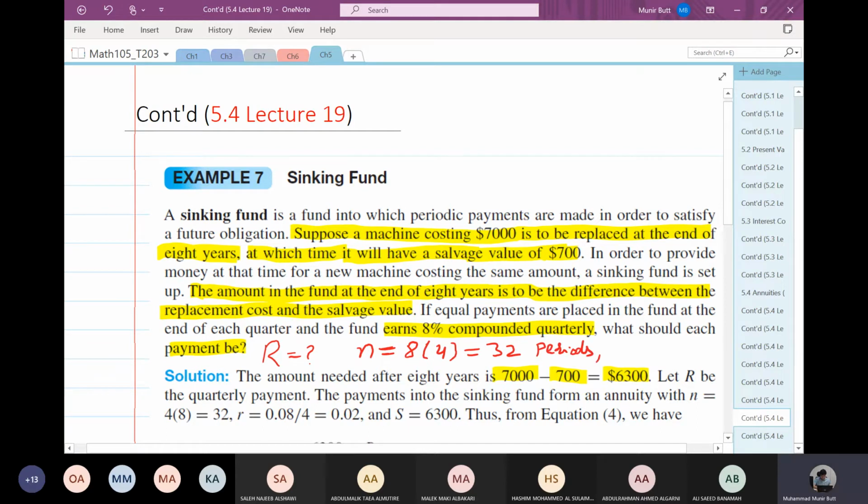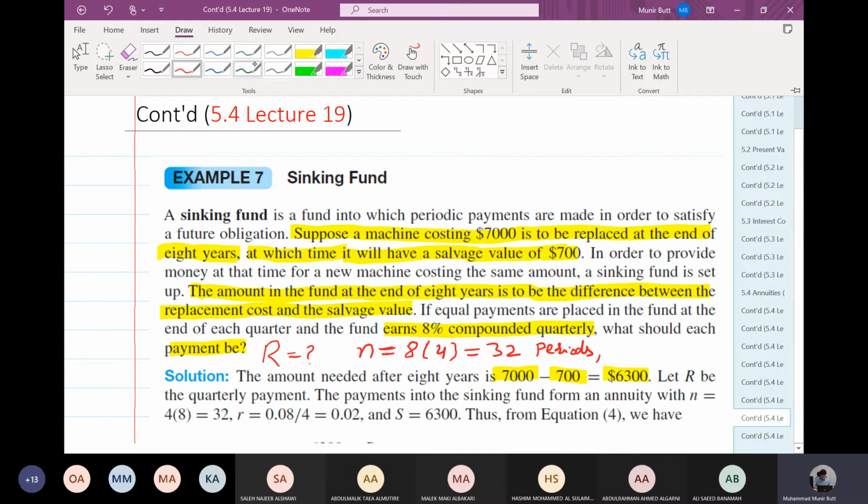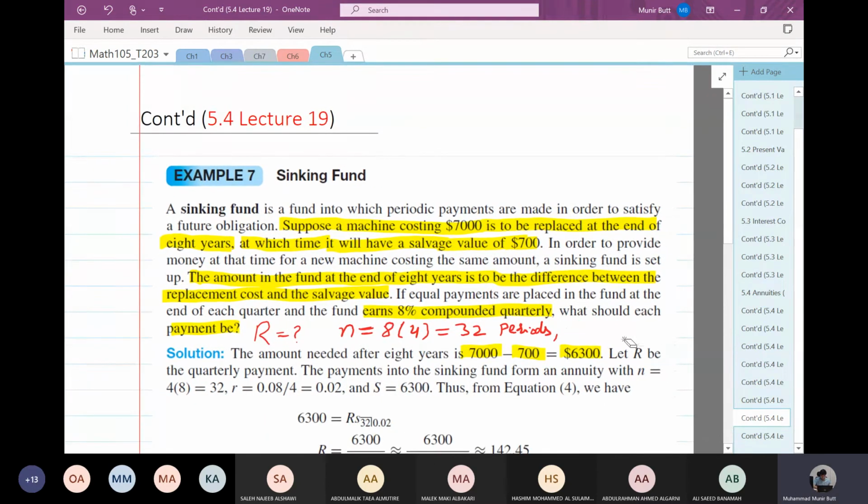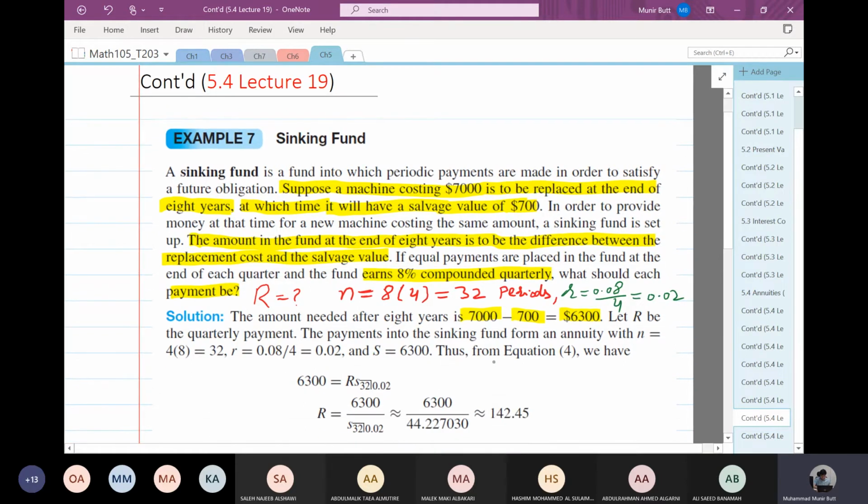And we have given also what is R. R is 8%. Again 8% means 0.08. In 8 years there will be 32 periods. Oh sorry, quarter is 4. So quarterly it will be 0.02. Now you put in this formula.